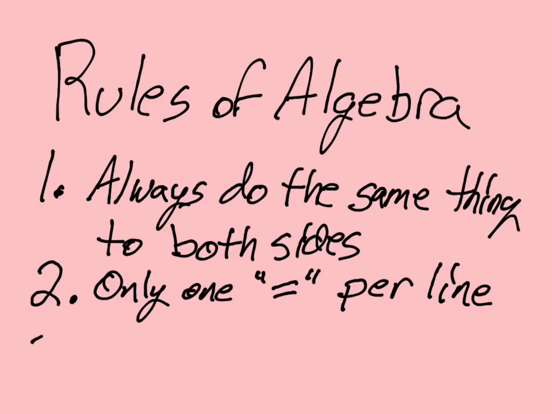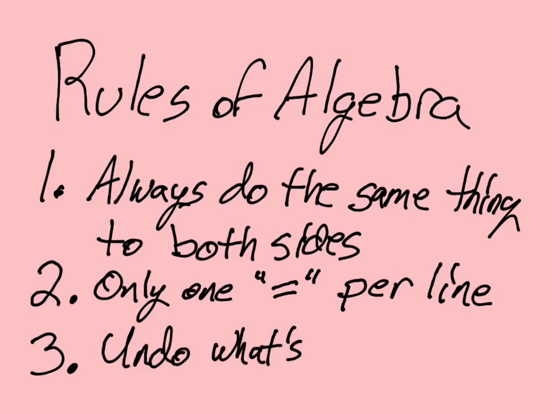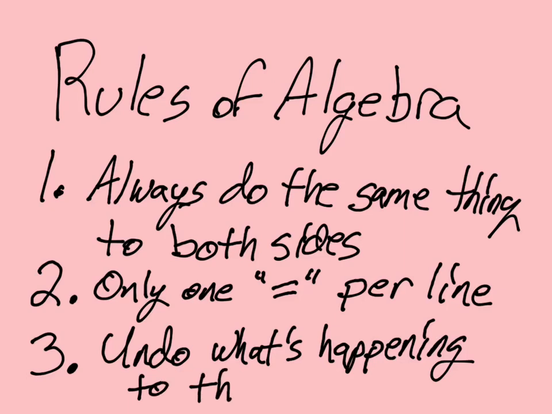And then the 3rd rule, which is really just a guide, is undo what is happening to the variable. So you're going to undo it. You're going to do the opposite of what's happening. If it's being multiplied by something, you're going to divide by that. If it's adding, then you're going to subtract. Same basic thing. And that's always going to be true. So if you follow those rules, then you'll be able to solve algebra.